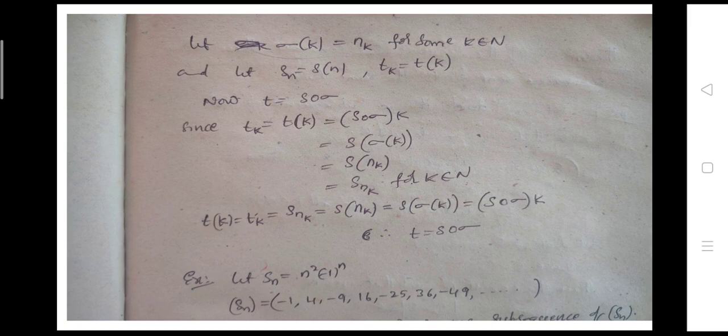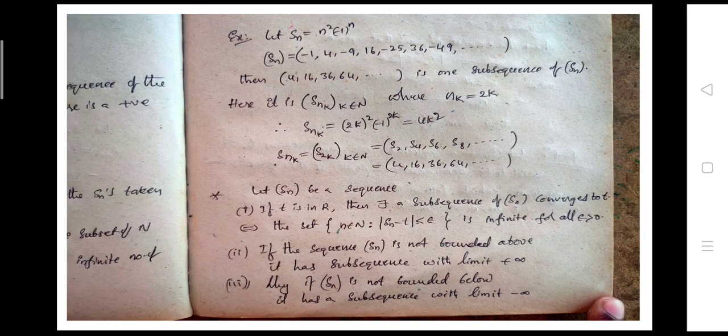Here two sequences are there. One is a negative sequence, another one is positive. One is a decreasing sequence and one is an increasing sequence. So minus 1, minus 9, minus 25, minus 49 is a decreasing sequence, and 4, 16, 36 and so on is an increasing sequence. So go to the next slide.